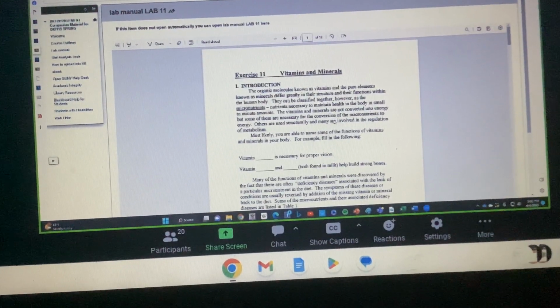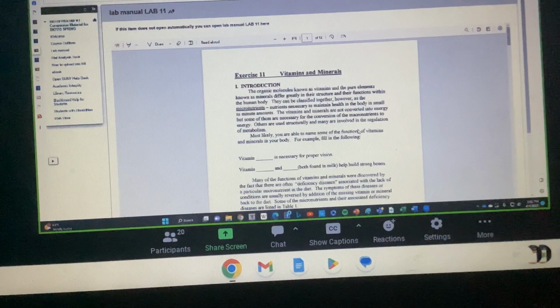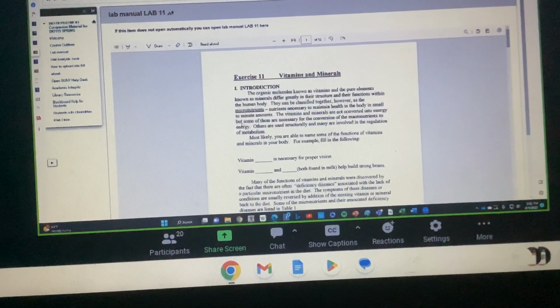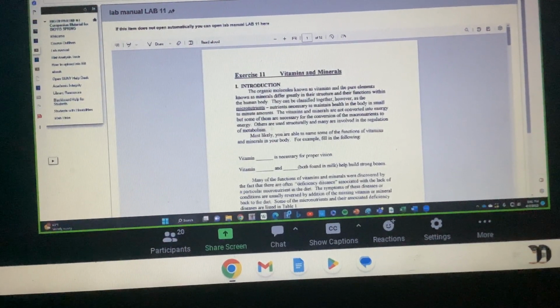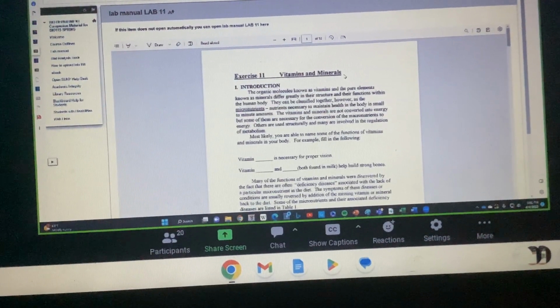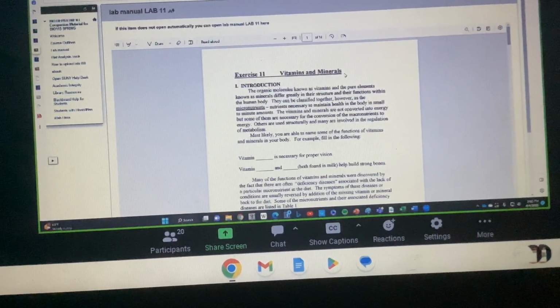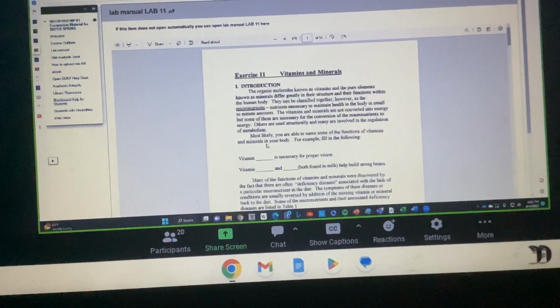Coenzymes, cofactors of the macros. What are the macros? Protein, carbs, and fats to energy, ATP. Others are used structurally, and many are involved in the regulation of metabolism, kind of keeping the ship floating. And we do see people that are vitamin deprived. We have those nutritional deficiency syndromes.